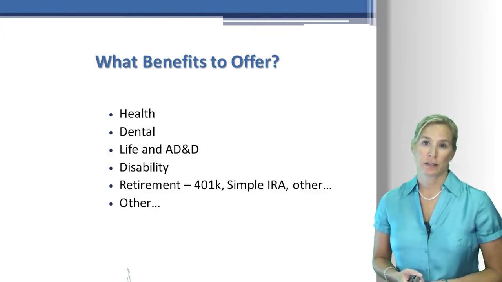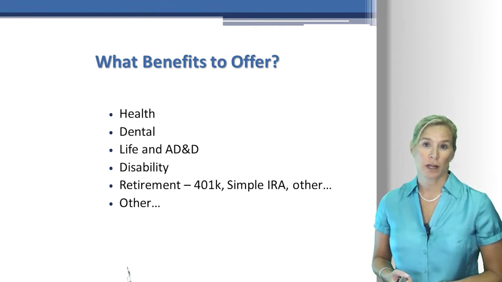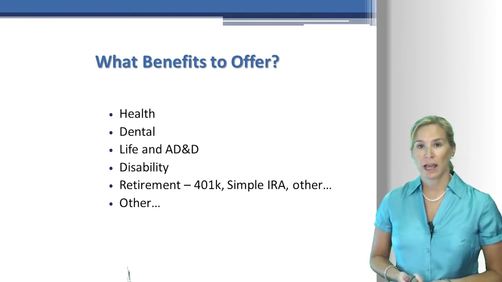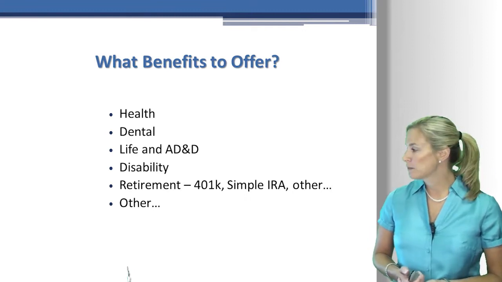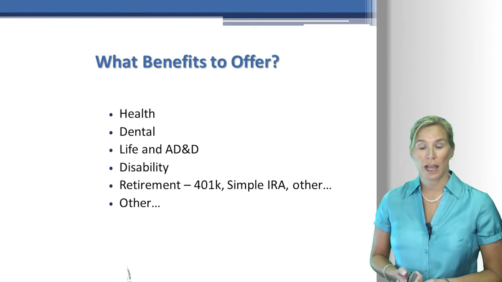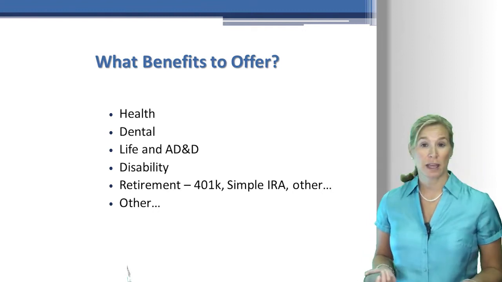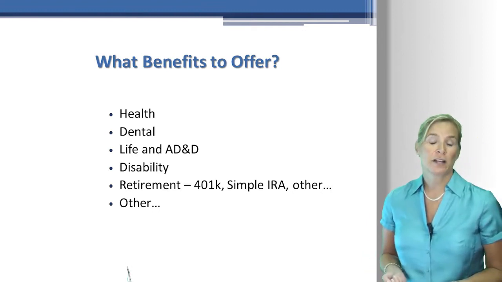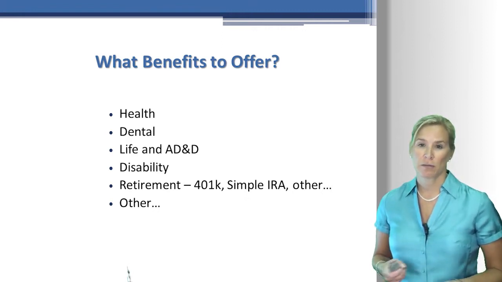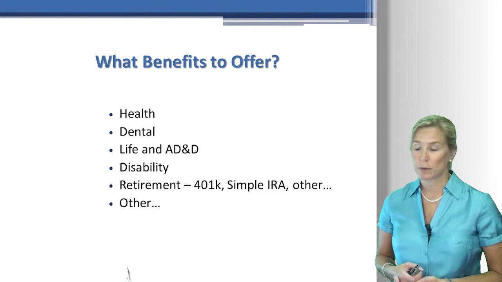Another human resource consideration you'll want to think about as you begin to bring employees on board is what benefits are you going to be offering them? Will you be offering health, dental, life, disability, accidental death and dismemberment, retirement such as a 401k or a SIMPLE IRA or something else? Or what other fringe benefits are you planning on offering your employees, such as health club reimbursements or tuition reimbursement?